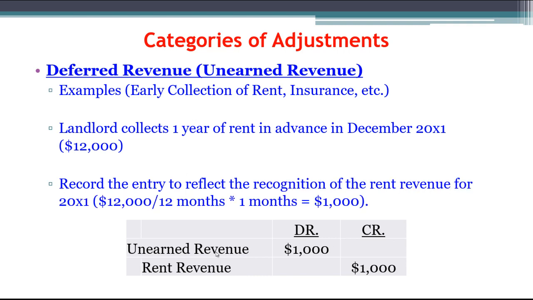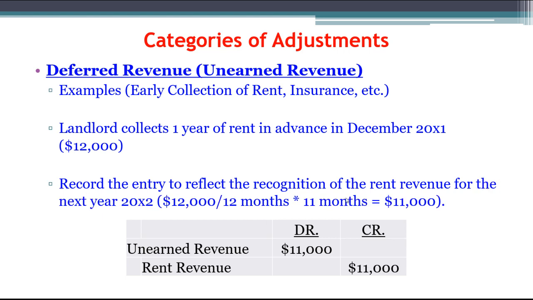The adjusting entry would be to reflect when we've earned it. As 1 month passes, we've now earned $1,000 of that rent. We debit unearned revenue, the liability, to decrease that, and we credit rent revenue to increase that account. For year 2, we have 11 months to take care of, so 11,000, same debit, same credit. Debit the unearned revenue liability to decrease it, credit rent revenue to increase that.